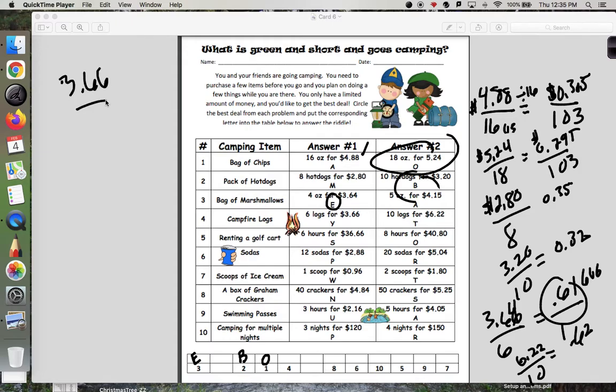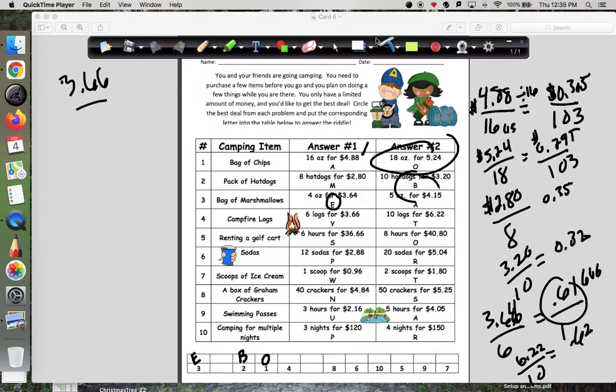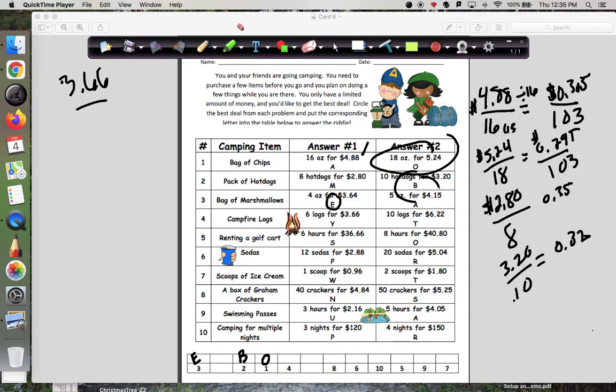3.66 divided by, oh, whoops. I'm going to go back to that E because I didn't do it carefully enough. And let's get the eraser and just start this one all over. This is good for you to see that I was mixing these two up. So I'm going to do this again.